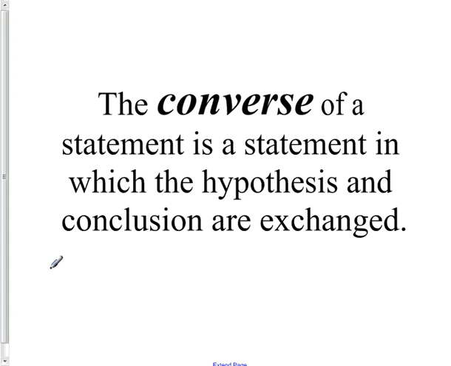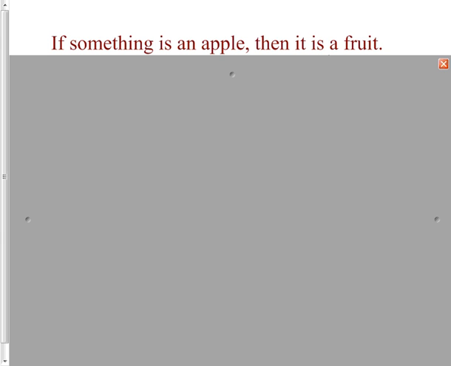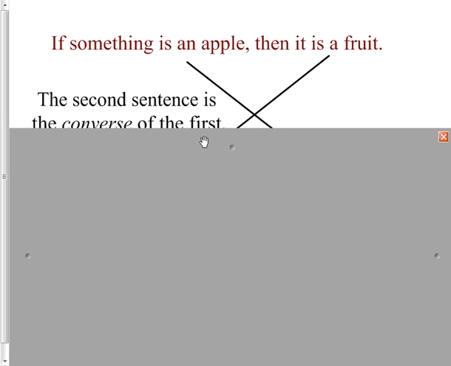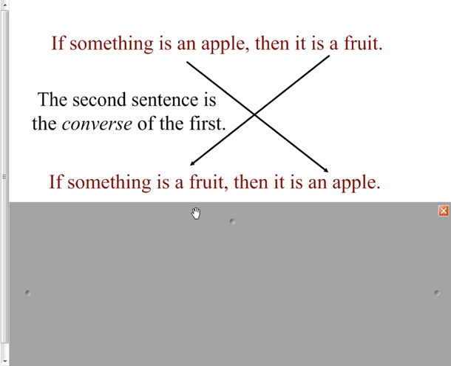The converse is a statement in which the hypothesis and conclusion are exchanged. So what I mean is they're flipped. So now the conclusion becomes the hypothesis, and the hypothesis becomes the conclusion. So let's take a look at this. I said in the previous statement, if something is an apple, then it is a fruit. So the converse, we're going to take and flip it around. We're going to write it, if something is a fruit, then it is an apple.